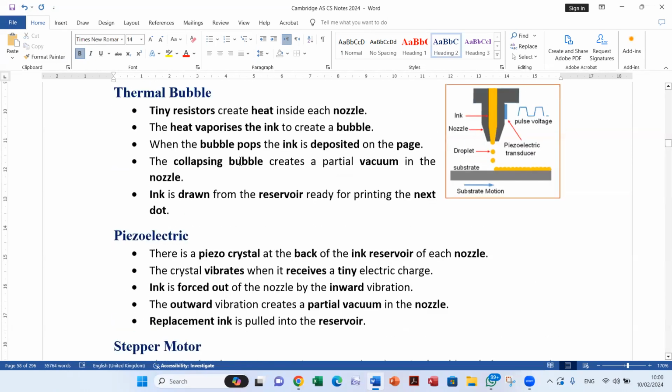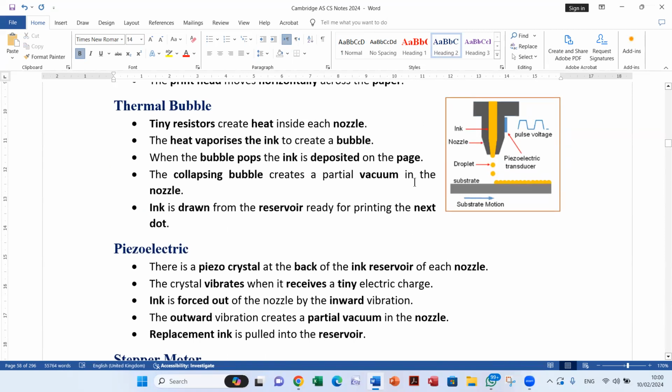The piezoelectric uses a slightly different technology. You have to study both. There is a piezo crystal. What is that piezo crystal?